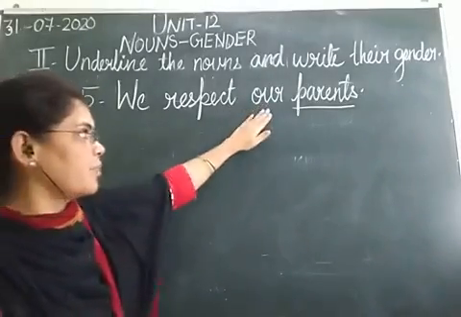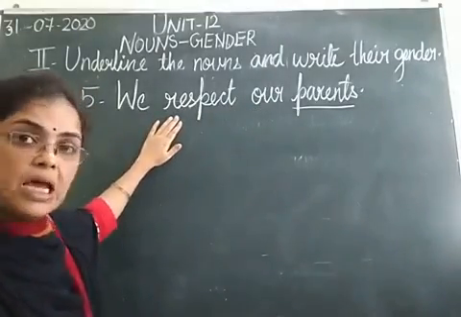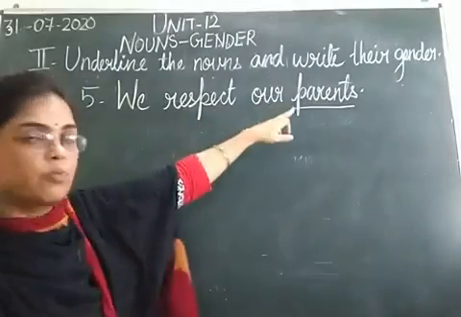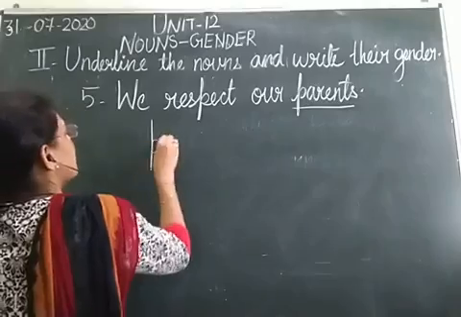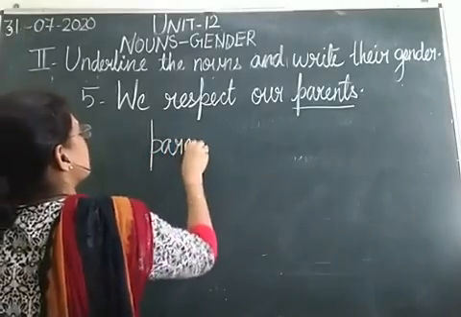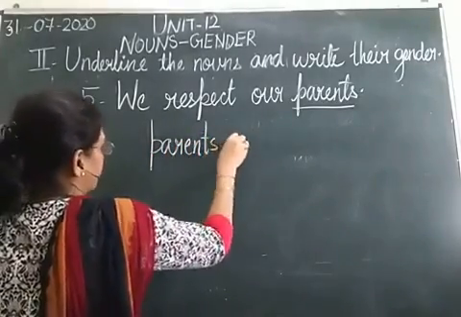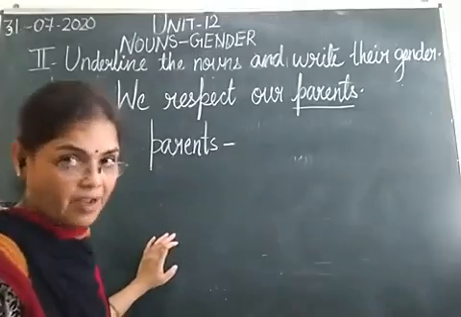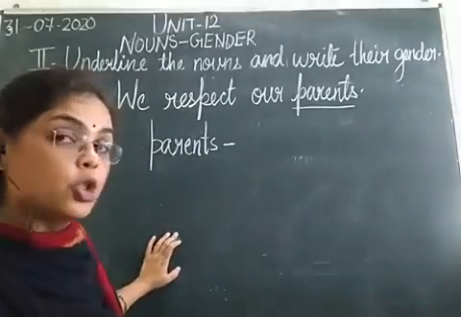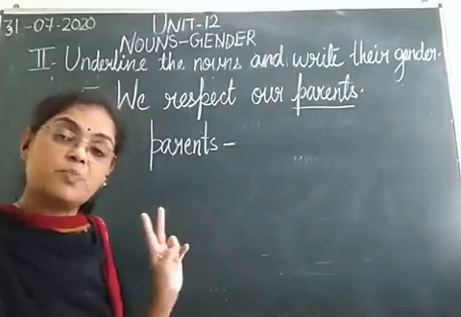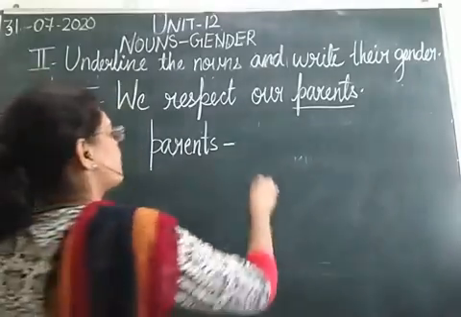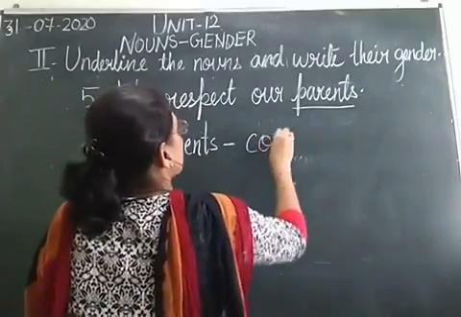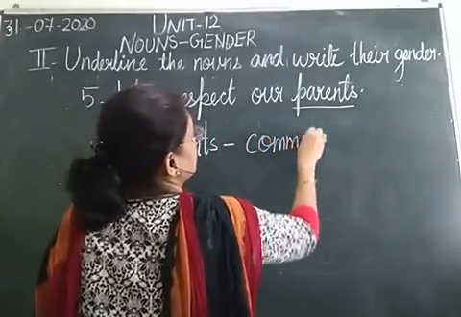We and our are pronouns. Respect is the verb. So which is the noun? Parents. So we'll underline parents. Now we need to tell the gender of parents. बेटा parents में mother भी है, father भी है, दोनों है. तो कौन सा gender है जिसमें male female दोनों होता है? Common gender. So parents कौन सा gender हुआ बेटा? Common gender.